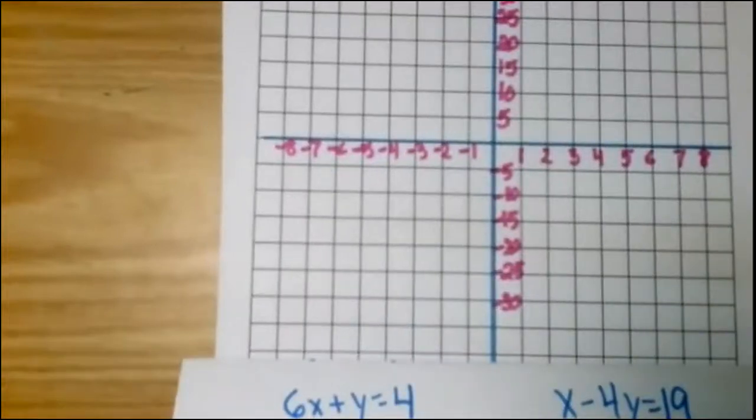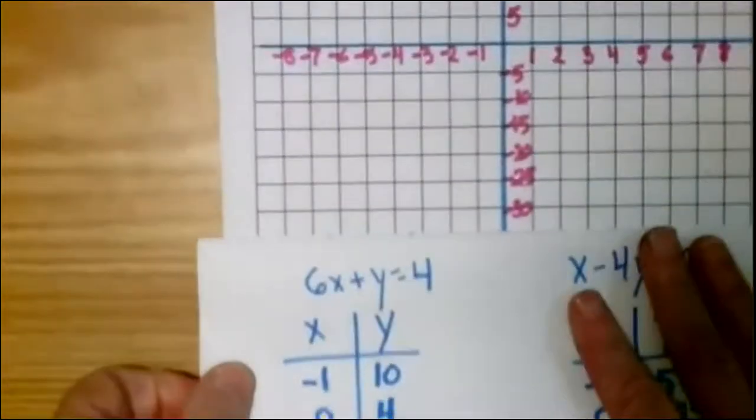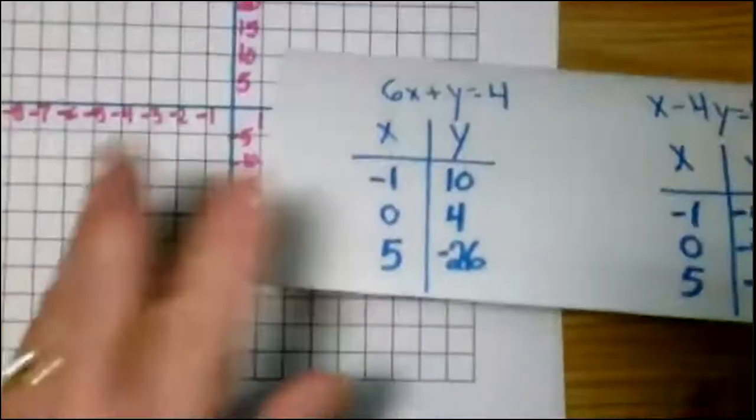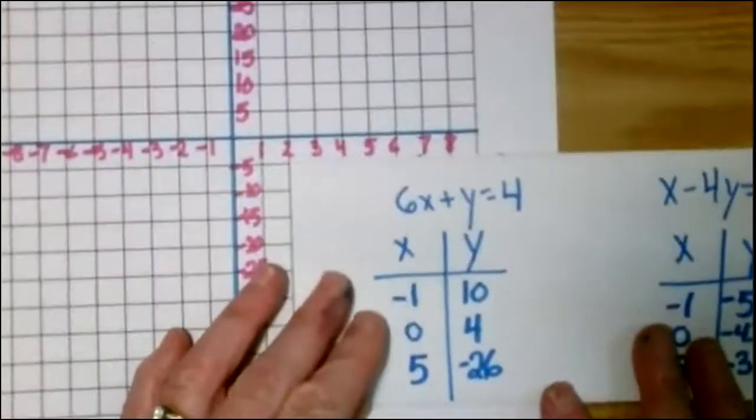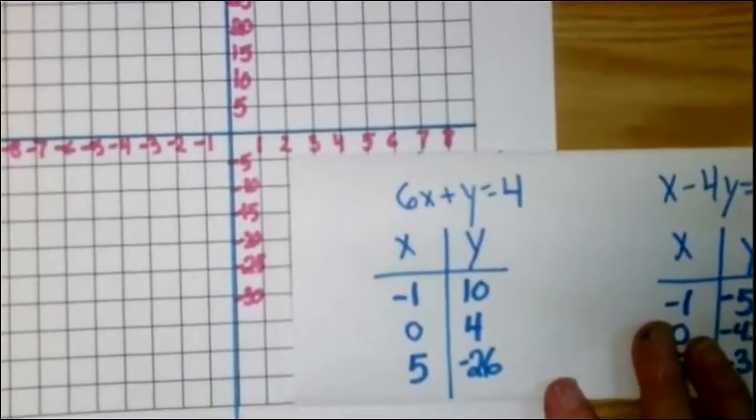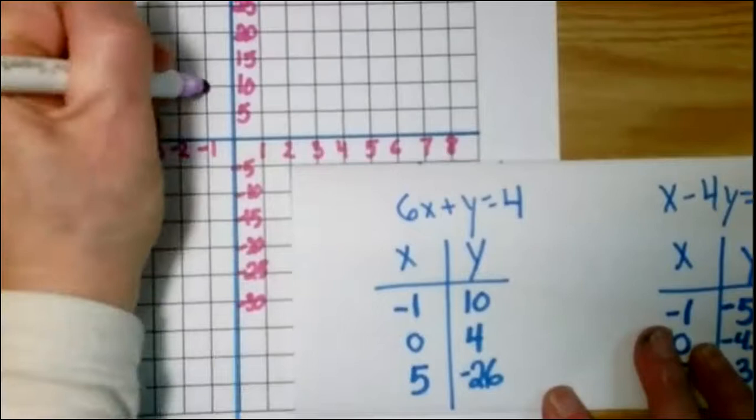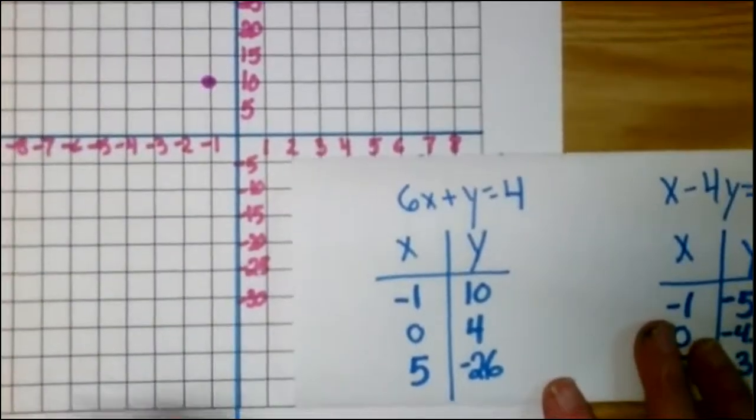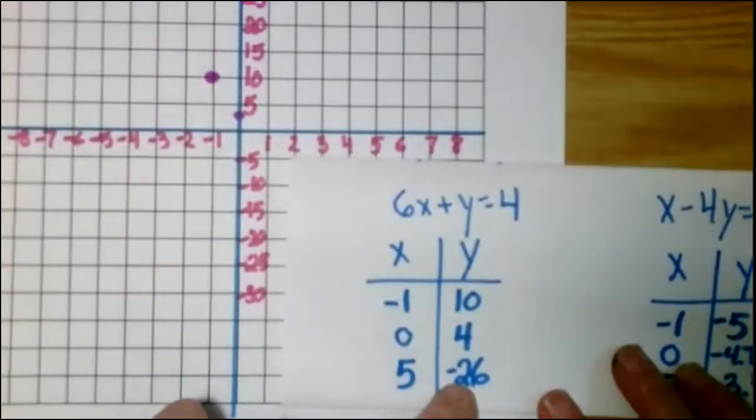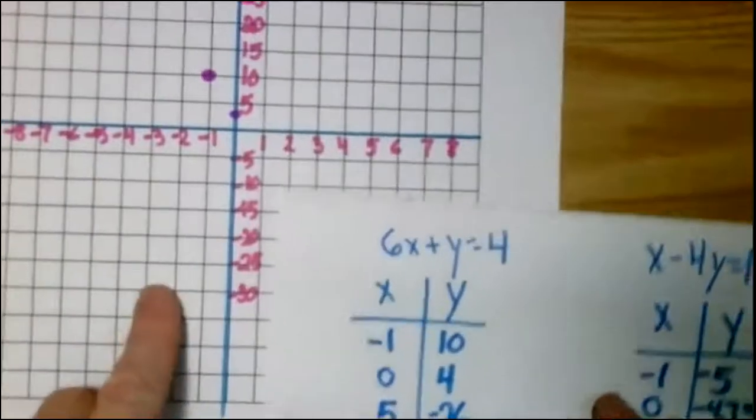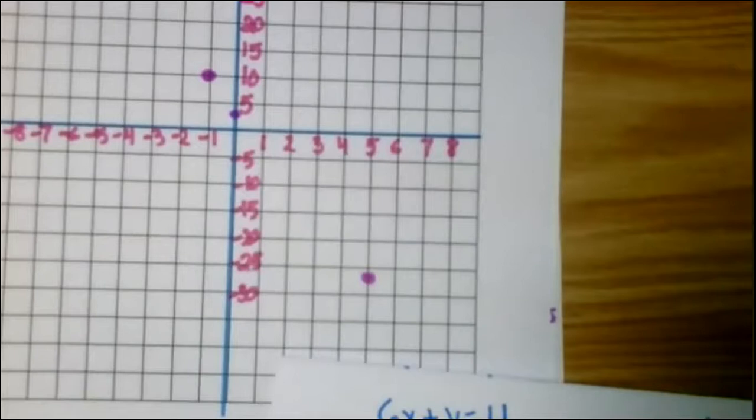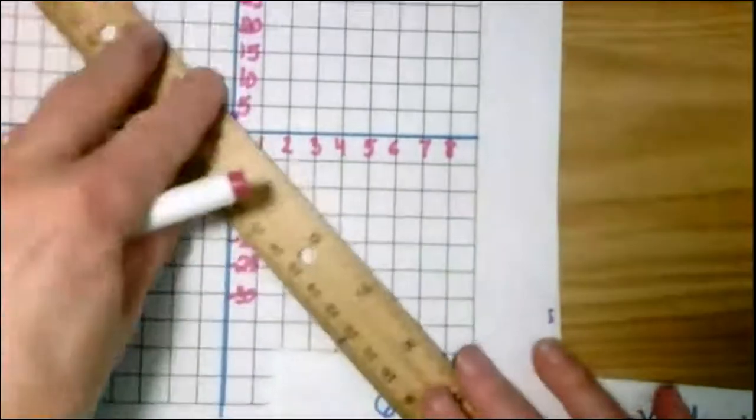Okay, so we have our tables of values. Put it on the side. So let's just do these first. We have negative 1 and 10, so we're going to find negative 1 and 10. I went up by 5s on the y-axis. And then we're going to plot 0 and 4, which is going to be about here. Then 5 and negative 26, we're going to go all the way down to about here. And then we would take our ruler and graph that.